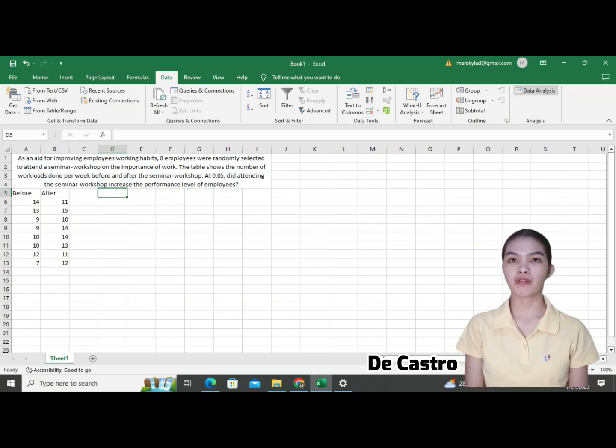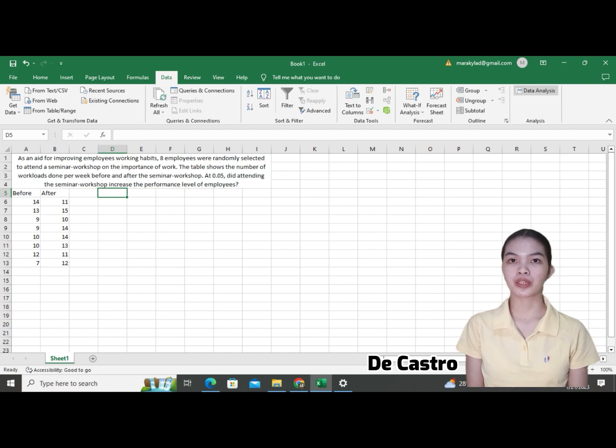We have three problems that we need to solve. Let me show you problem number 1. As an aid for improving employees' working habits, 8 employees were randomly selected to attend a seminar workshop on the importance of work. The table shows the number of workloads done per week before and after the seminar workshop. At 0.05, did attending the seminar workshop increase the performance level of employees?